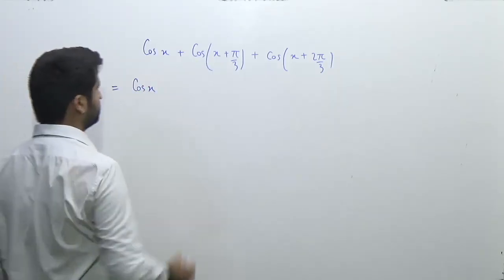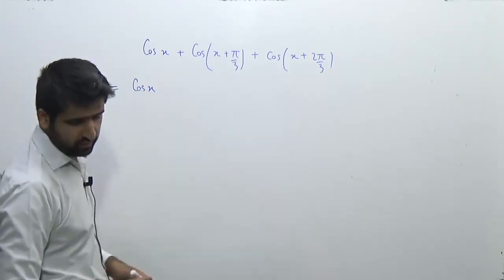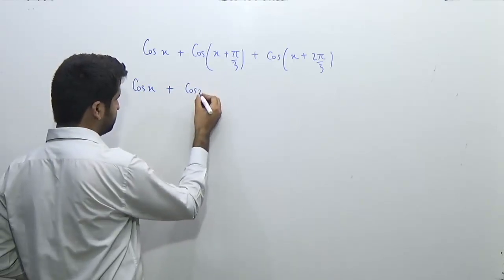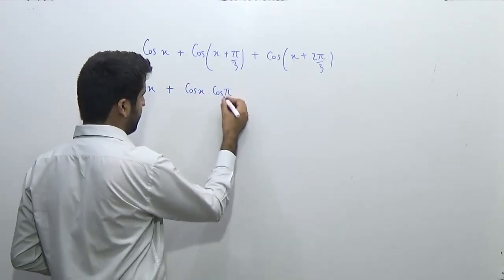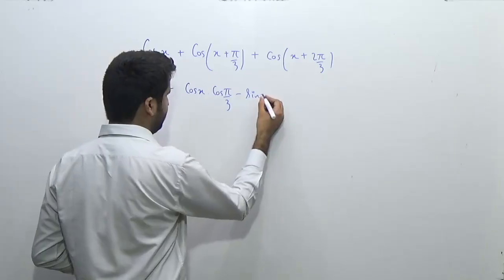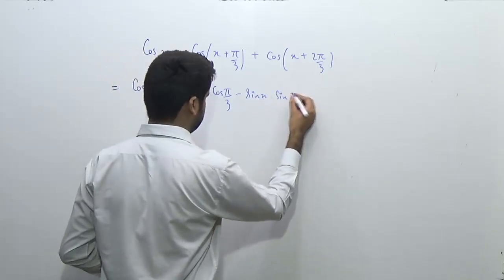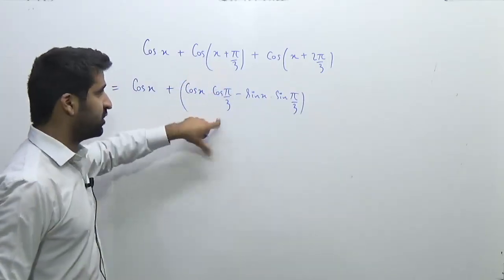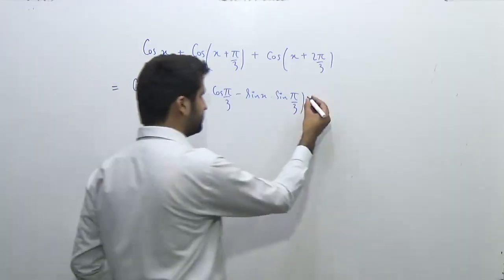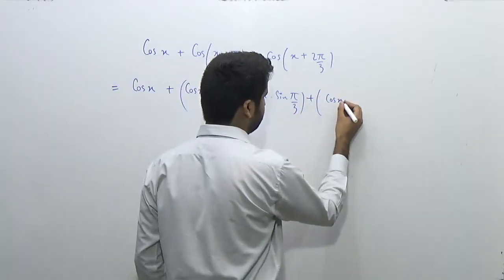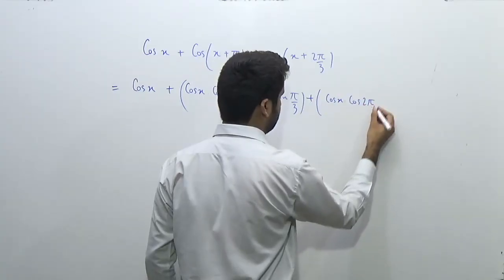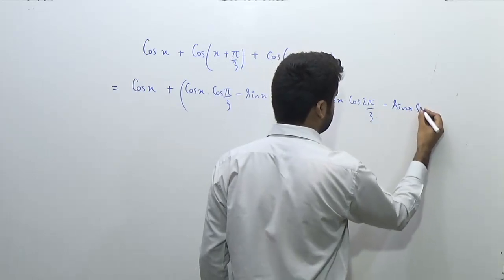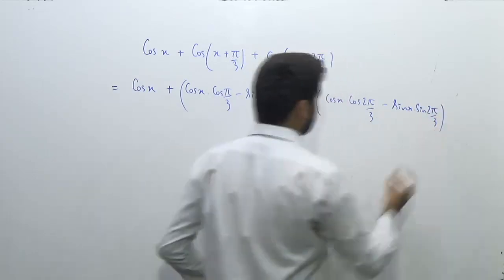This will become cos x, and the formula over here will be cos A cos B minus sin A sin B. This is simple, that cos of A plus B is equal to cos A cos B minus sin A sin B. Similarly, in this case, the same formula will be applied, and this will become cos of x cos of 2 pi by 3 minus sin of x sin of 2 pi by 3.